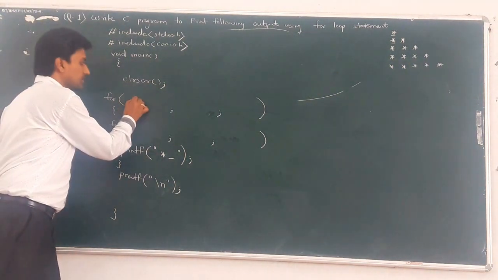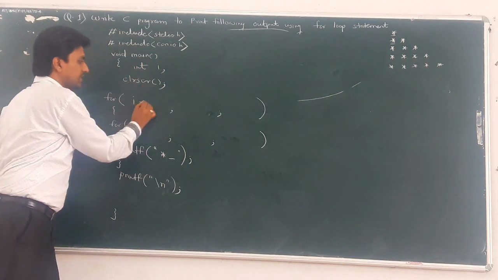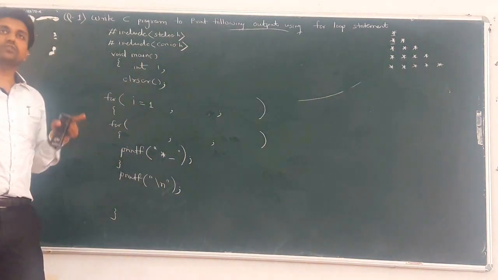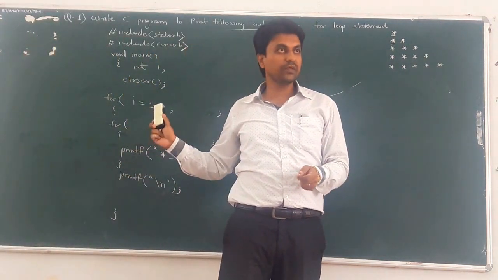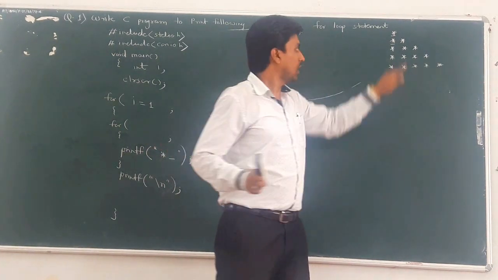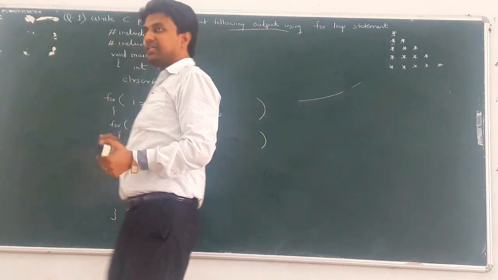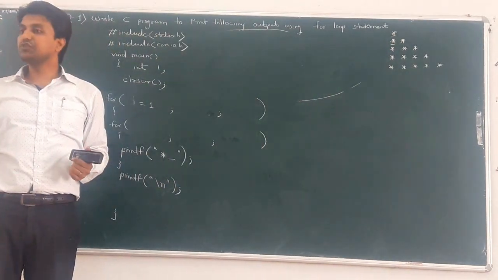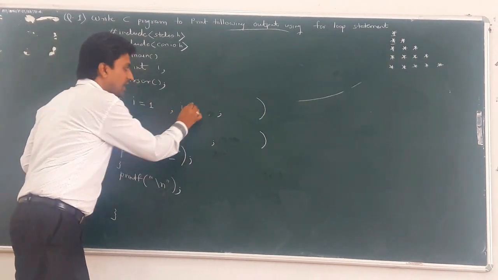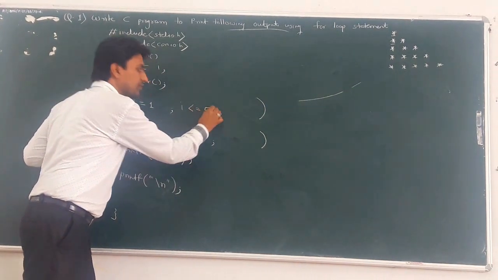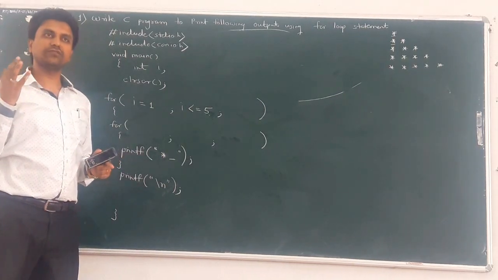So what is the condition? Suppose I take one variable i, declare that variable and initialize it to 1. How many times is the outer for loop executed? 5 times. Because what is the purpose of the outer for loop? It gives you the number of rows. How many rows are there? 5 rows. So what is the condition for that? The outer for loop is executed 5 times. Okay. So write i is equal to 1, i less than equal to 5. That means this condition is true for 1, 2, 3, 4 and 5.